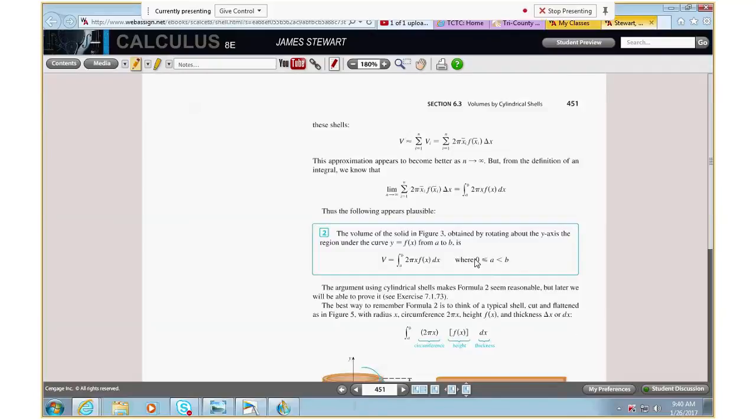There we go. The volume of the solid figure obtained by rotating around the y-axis, write this down, is V equal to 2 pi x f of x dx.